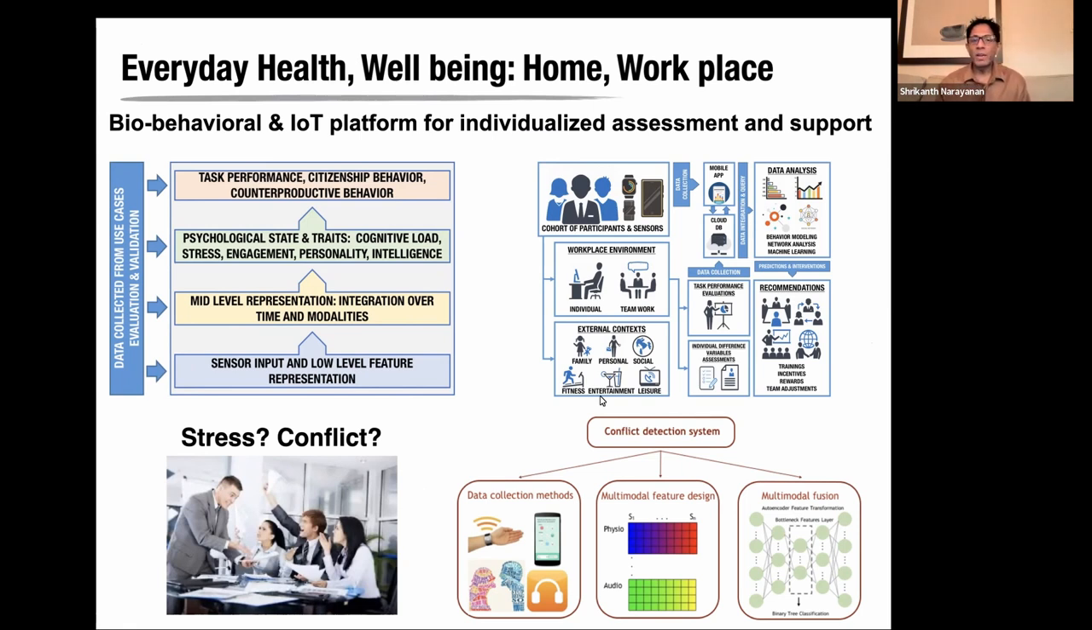So can we create tools to support individuals using these sensors and machine learning, and an appropriate response based on that? Say, for example, at workplace, to be more productive and healthy in doing our work, at home, to avoid conflicts and have stronger relationships. In fact, I'll show you some examples of this also later.